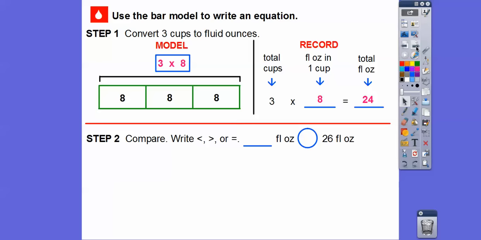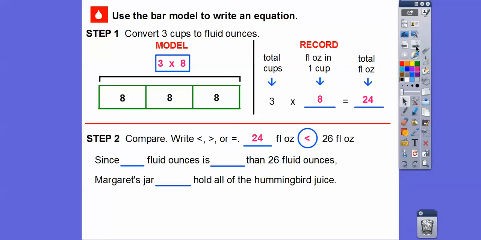So we're going to compare. Is 24 fluid ounces less than, greater than, or equal to 26? Okay, well, we always point our inequality towards the smaller number, so 24 is less than 26. So since 24 fluid ounces is less than 26 fluid ounces, then Margaret's jar can hold all the hummingbird juice.